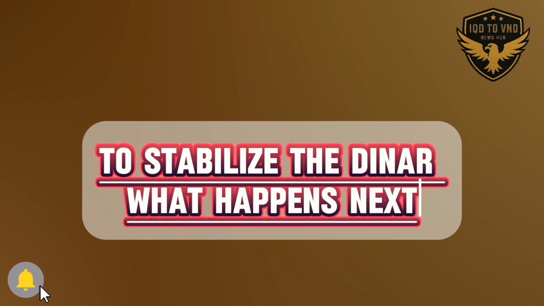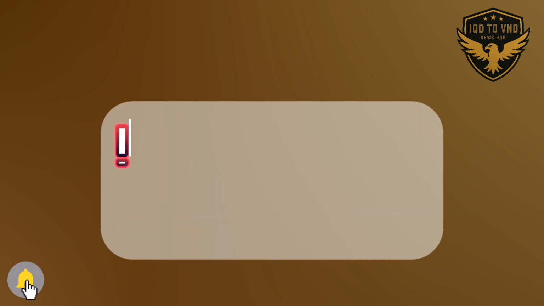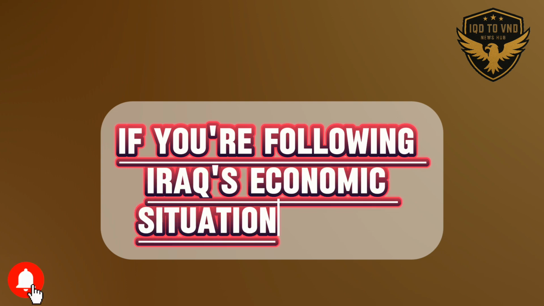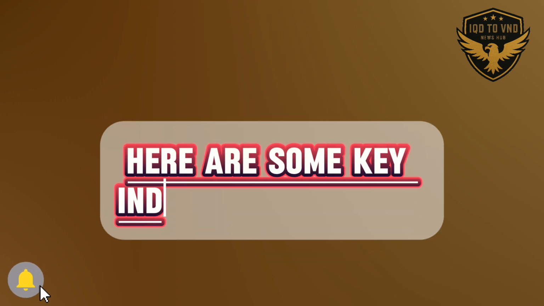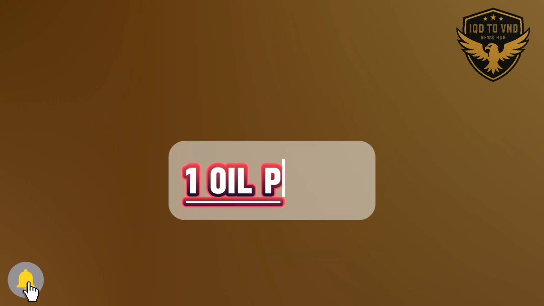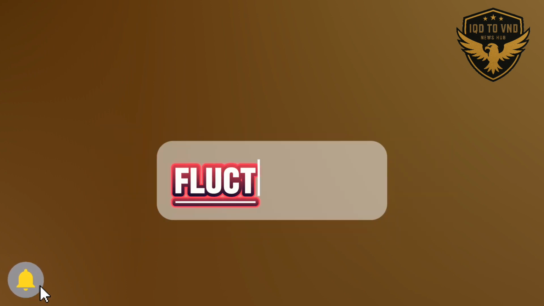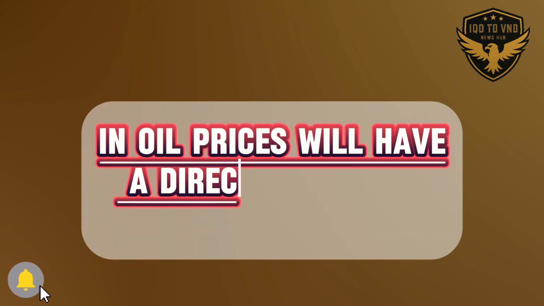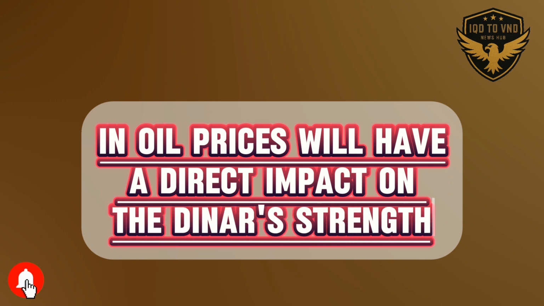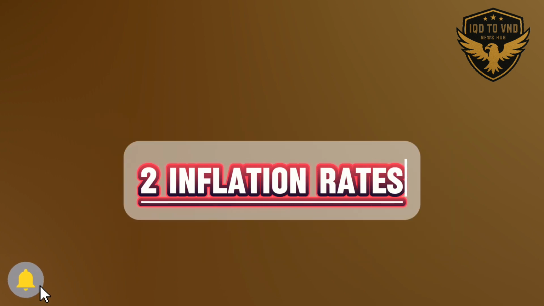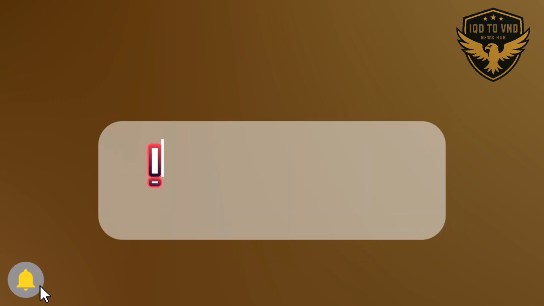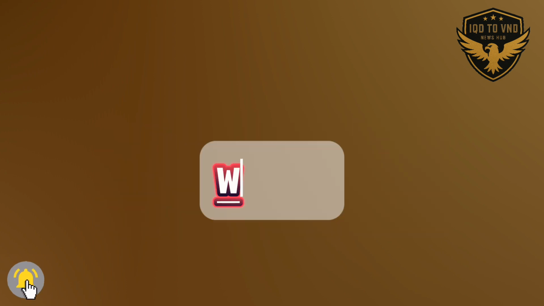What happens next? Key factors to watch. If you're following Iraq's economic situation closely, here are some key indicators to watch. 1. Oil prices. Since oil is Iraq's main economic driver, fluctuations in oil prices will have a direct impact on the dinar's strength. 2. Inflation rates. If inflation starts rising in Iraq, it could signal economic instability.